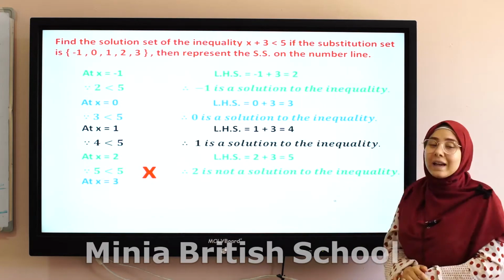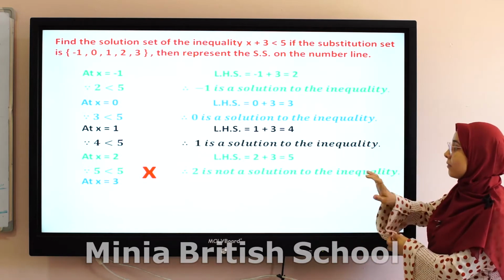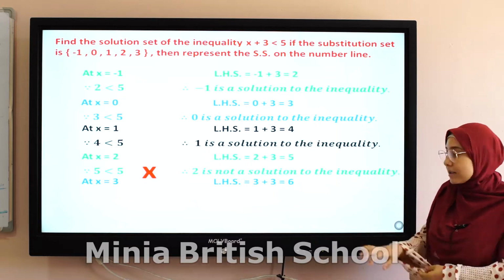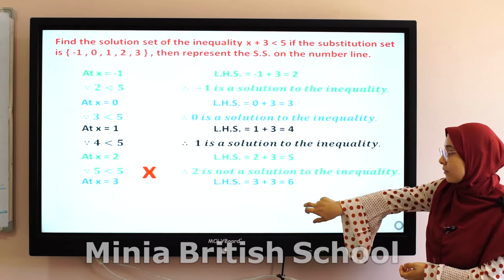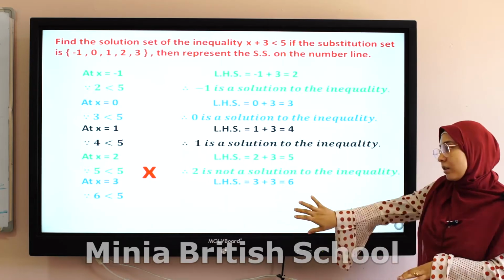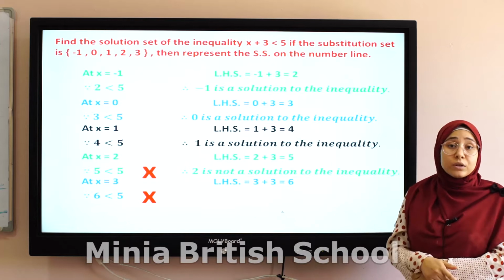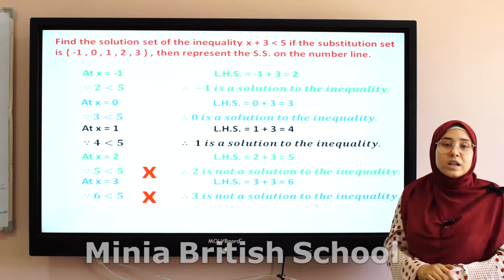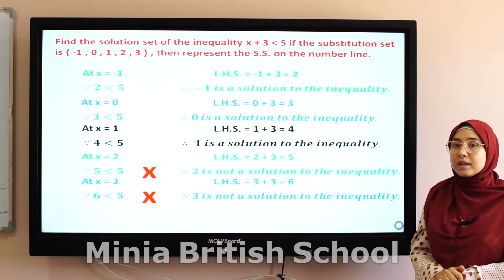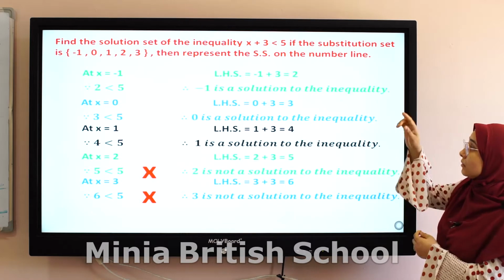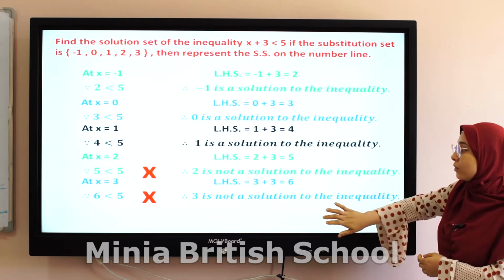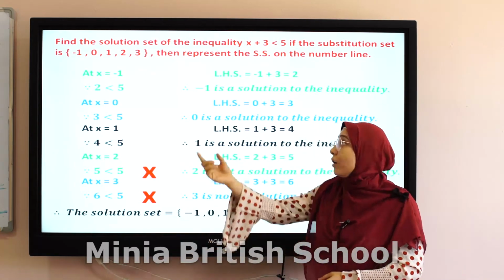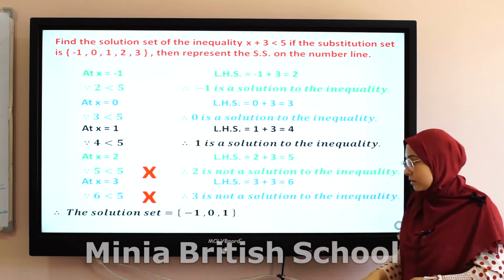The same idea, at x equals 3, the left hand side equals 3 plus 3 equals 6. 6 less than 5? Wrong. It's wrong because 6 is greater than 5. So 3 is not a solution to the inequality. So the solution set is -1, 0, and 1. And take care, the solution set is a subset of the substitution set.